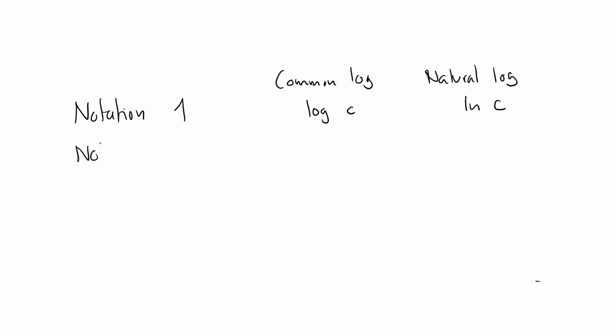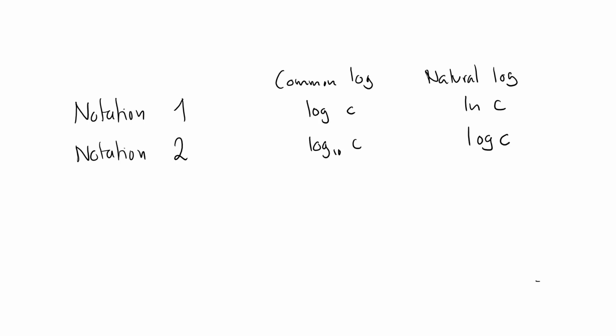There is, however, some variation in the notation. The alternative notation is to denote the natural logarithm of the number c by log c, and the common logarithm of c by log subscript 10 c. If you are a logarithmic beginner, I would recommend sticking with the first type of notation, using log for the common and ln for the natural.